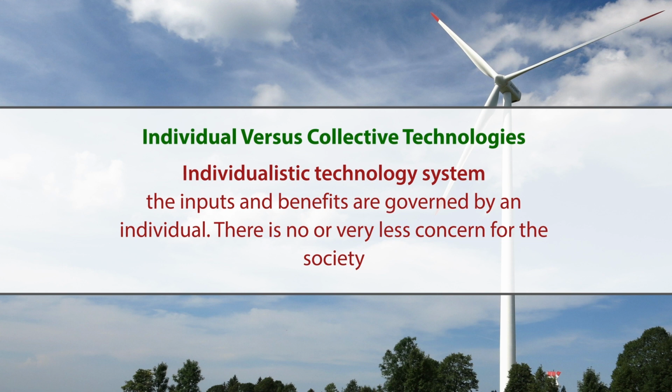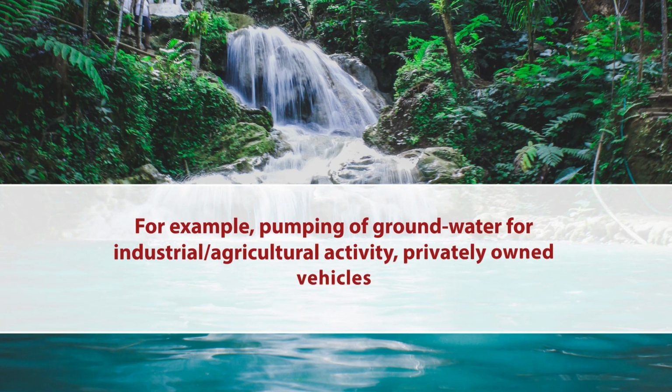Individualistic technology example is groundwater pumping system for a particular household, for a particular agricultural activity, or for a particular industry. Then we also have vehicles with us which also we are using for our own benefit or our own purpose. So, using a car that is privately owned is an example of an individualistic technology.